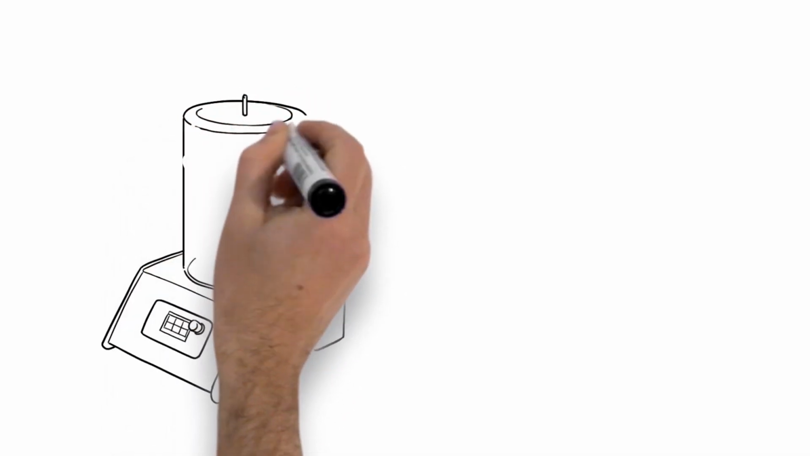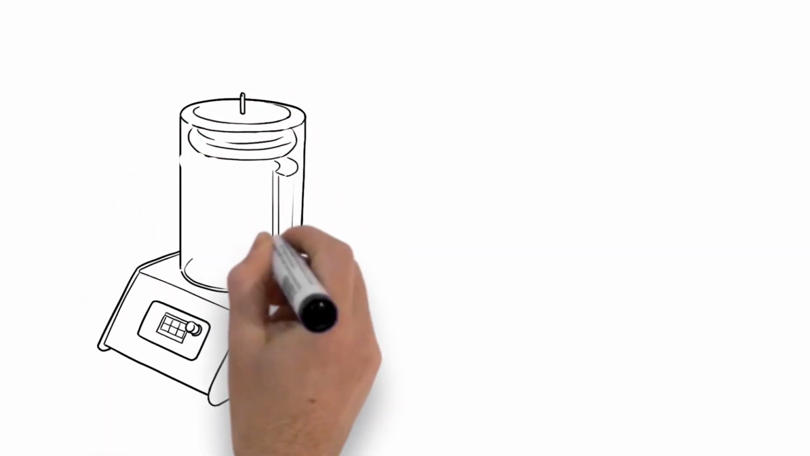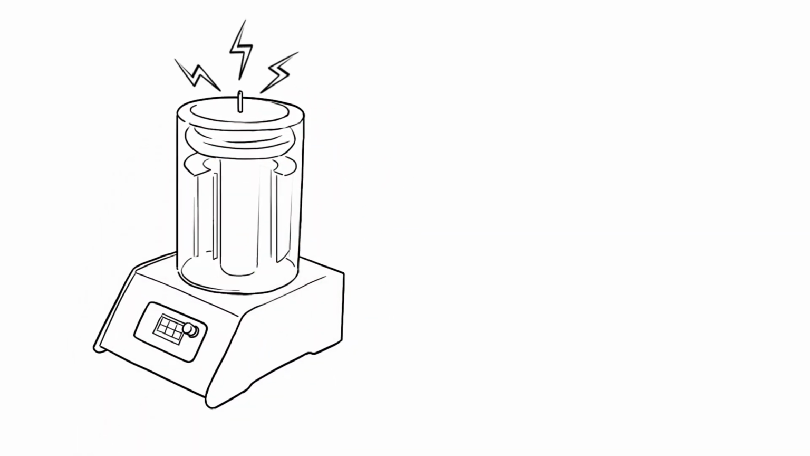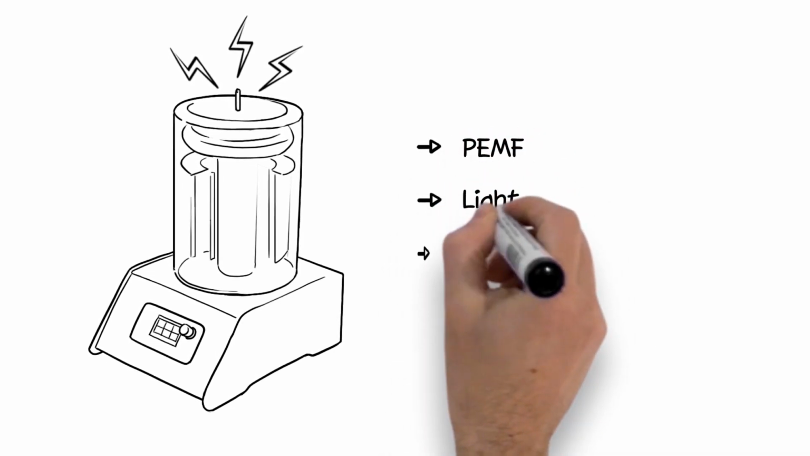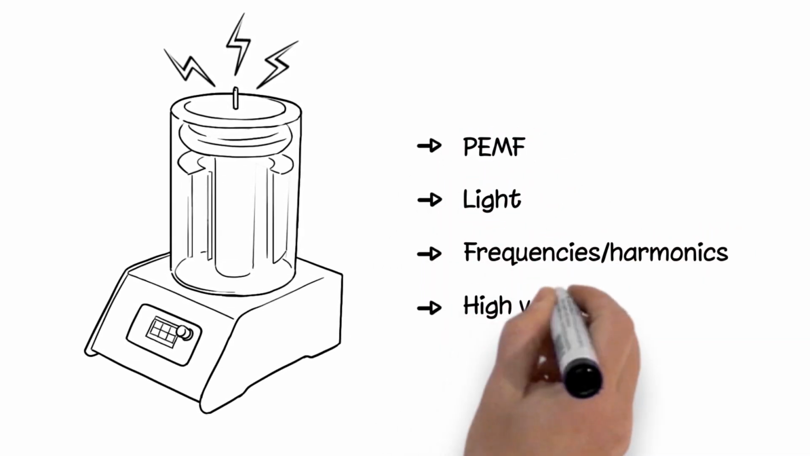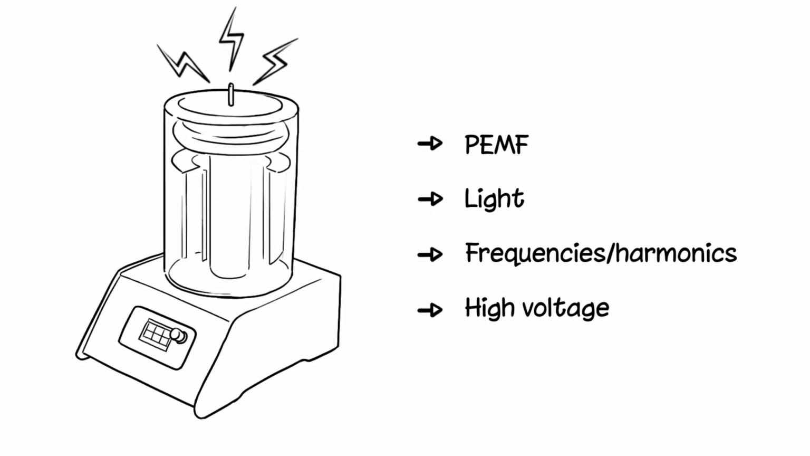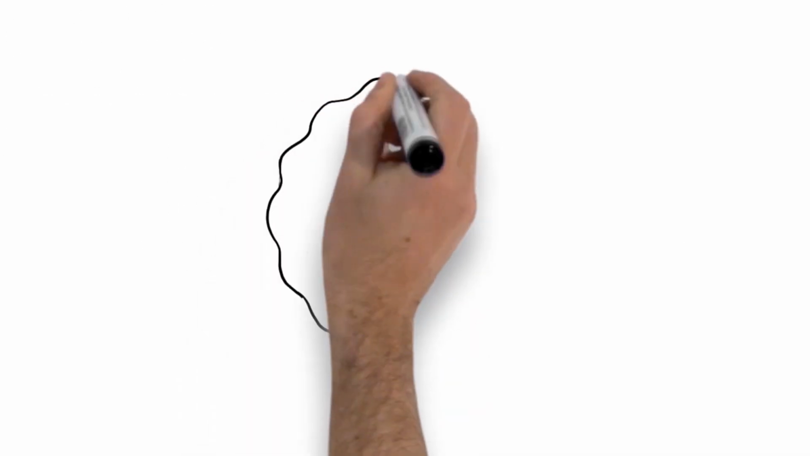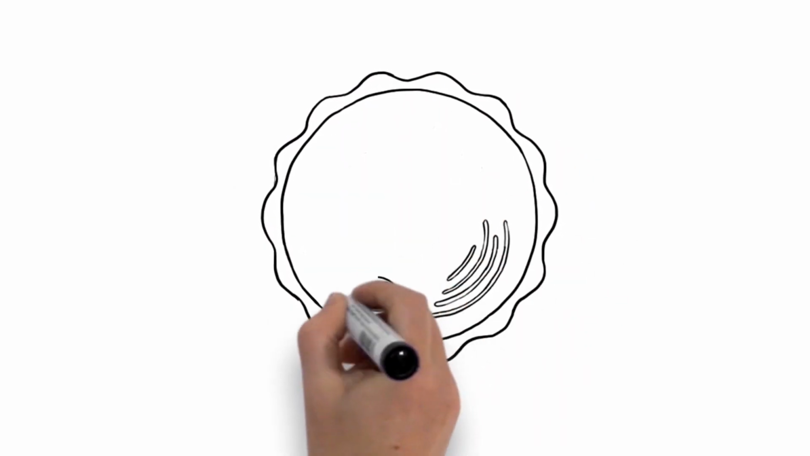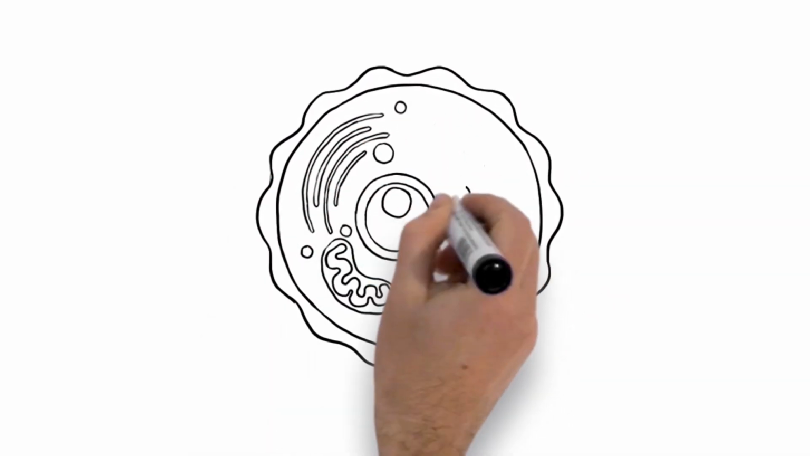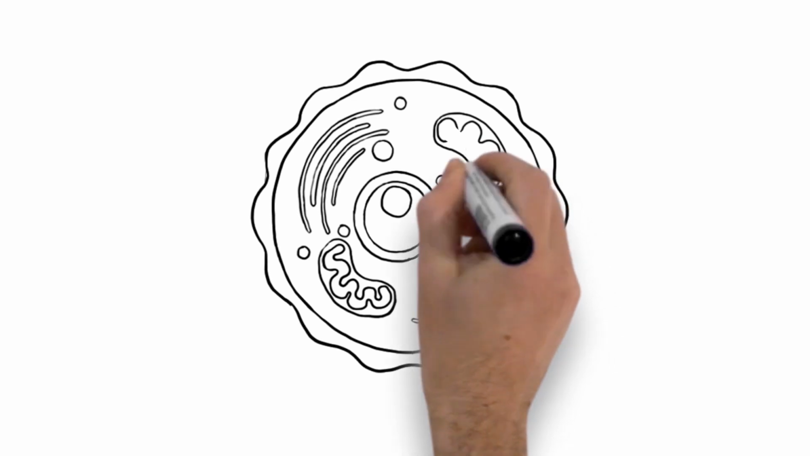The BioCharger is the only system that simultaneously replicates four types of natural energies: PEMF, light, frequencies, harmonics, and high voltage, and allows your body to passively absorb them in a 15-minute session. When optimal cellular voltage and function are achieved, your cells take in nutrients more effectively, detoxify, and generate new and healthy cells.